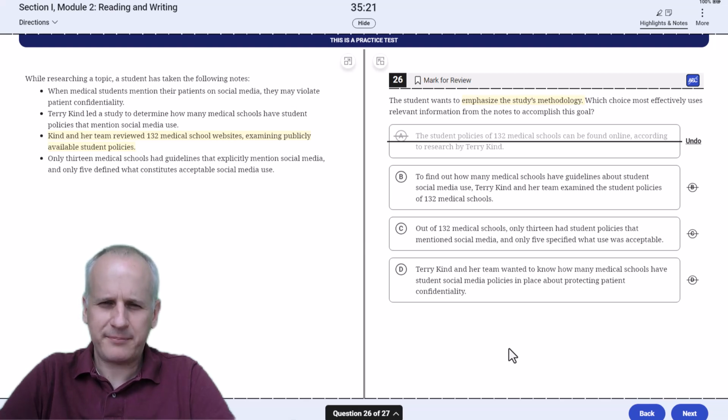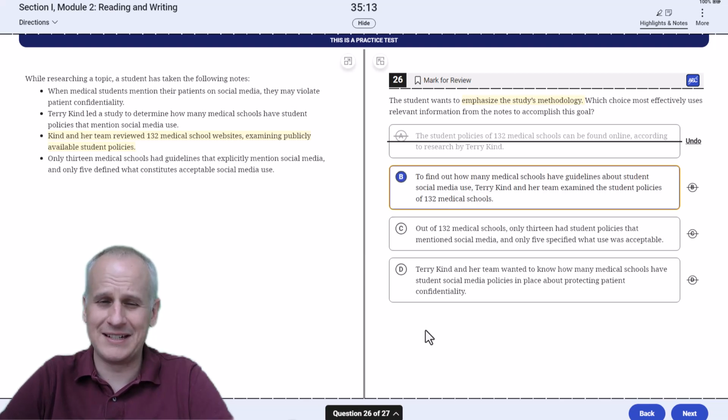Then choice B, to find out how many medical schools have guidelines about student social media use, Terry Kind and her team examined the student policies of 132 medical schools. Ding, ding, ding. That is exactly what we would have expected. And when you're trying to go through this efficiently, you are going to go very briskly through C and D at this point.